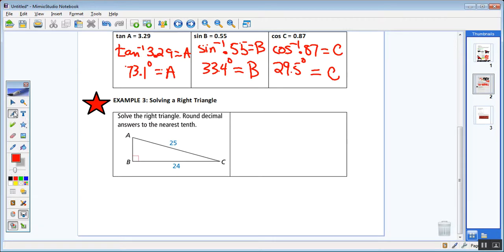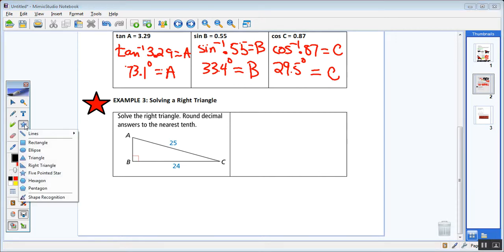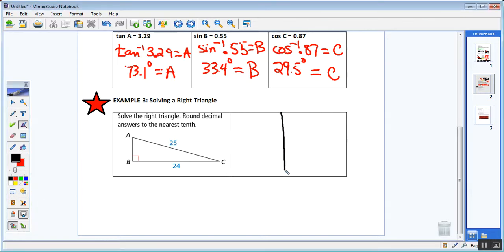Says to do what, kids? Solve the right triangle. It says round decimal answers to the nearest what? Tenth. Okay, I'm going to put my answers over here in the box, but I'm going to do some work below that. So I'm going to make a chart like this. If I solve a triangle, what does that mean? We need to know all three sides and all three angles.